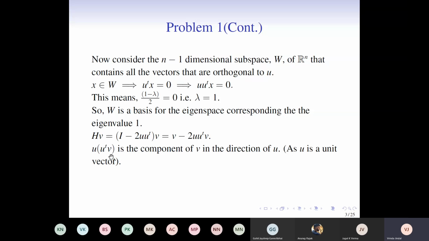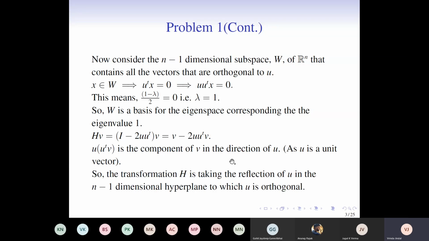So u transpose v is the component of v in the direction of u, and we are subtracting 2 times u transpose v from v. So what we are doing is we are reversing the direction of the component of v which is in the direction of u. Consider we are in a 3-dimensional space and u is some unit vector in it. If we reverse the component of v that lies along u, we are basically taking the projection of v along the plane whose normal is u.